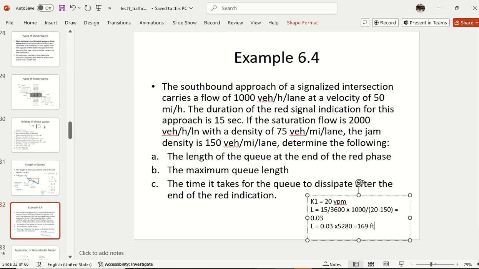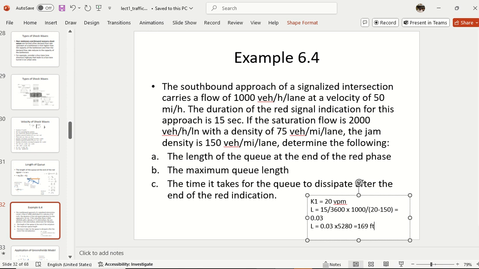It is length. Minus or plus means anything? Direction. Okay. But that's backward. So don't be bothered about the sign. When it comes to length, 169 feet is the length of the queue. That's it. Clear? Okay. Then we had the maximum Q length and the other one.